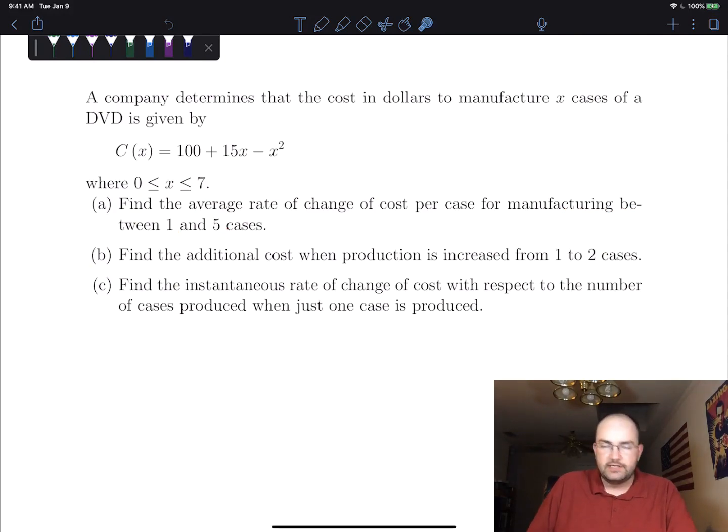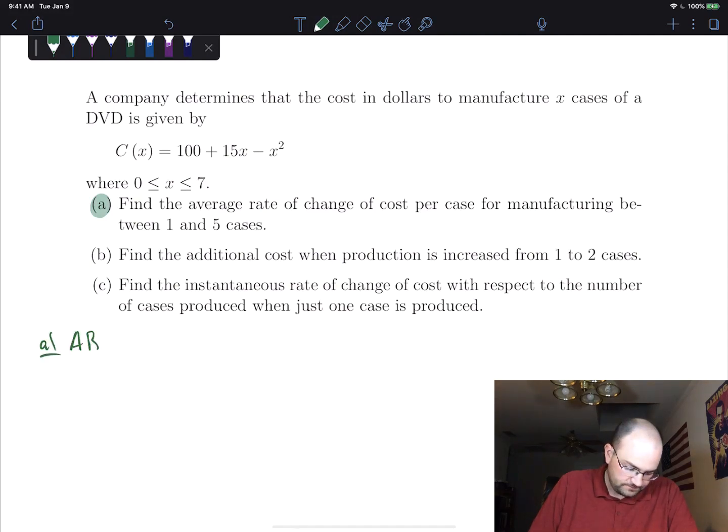cases. In other words, it wants to know what's the slope of the line connecting C of 1 and C of 5, basically. So here on A, we really just want to find the average rate of change there. That's really all it's asking for. So the ARC, average rate of change, will be C of 5 minus C of 1 all over 5 minus 1.